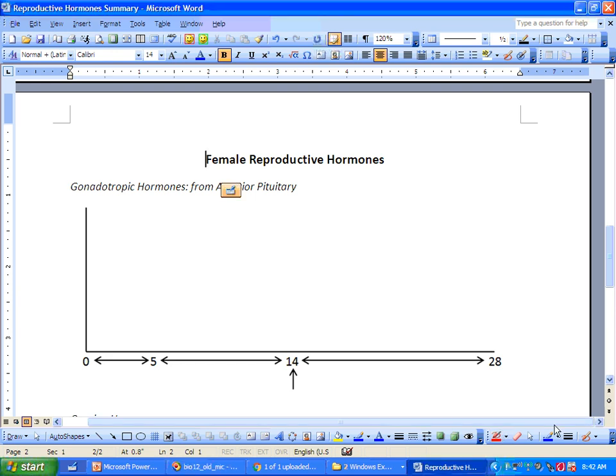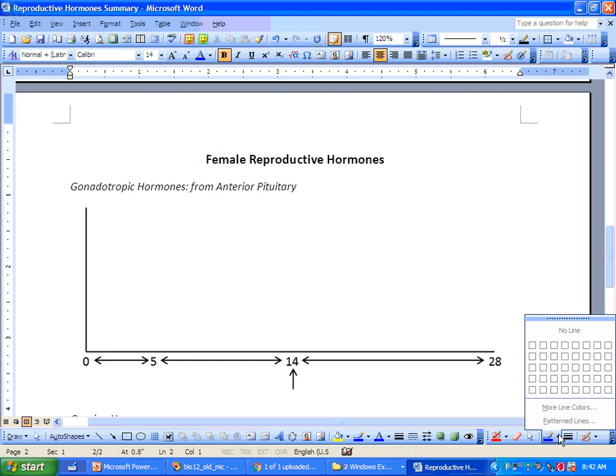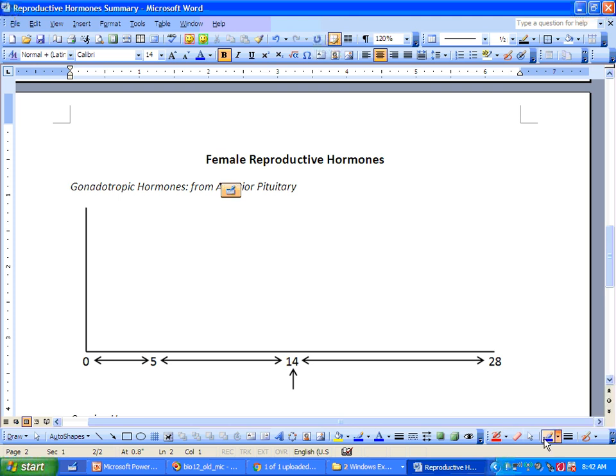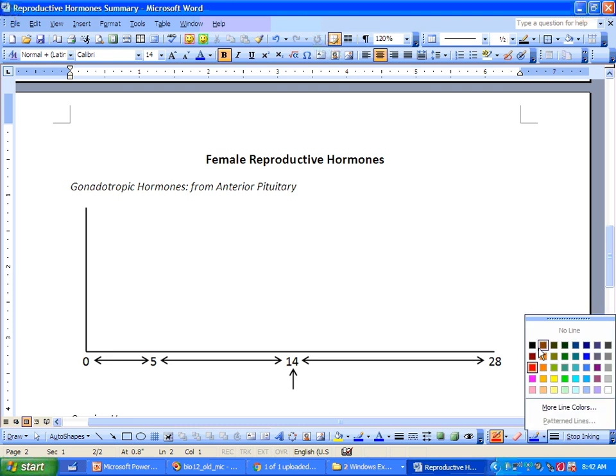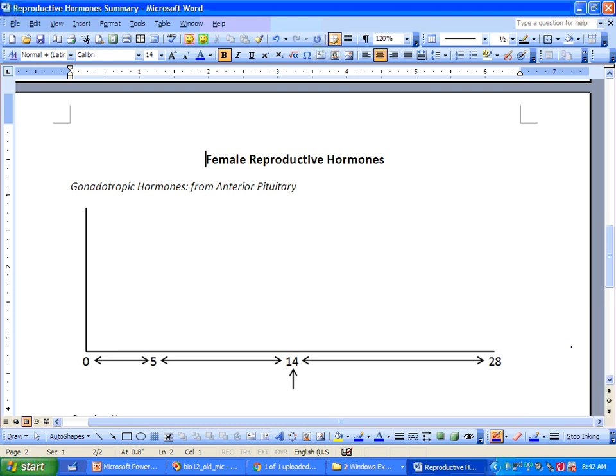This worksheet is available at the bottom of the reproduction section of the website on the Weebly. It'll just be called Female Reproductive Hormones Summary. So if you want to print it out or something like that, that might work. If not, that's okay too. It wouldn't be too hard to sketch this out for yourself. So this is the summary sheet.